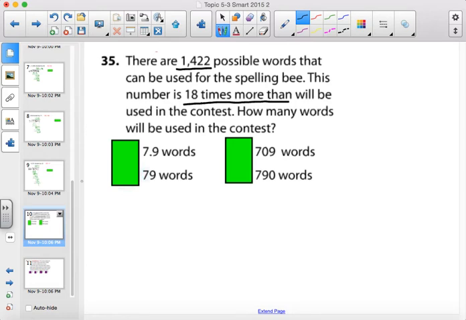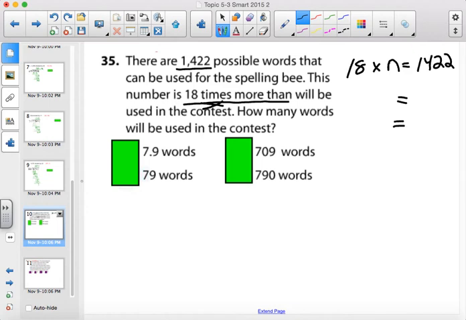Well, notice the word times, and in order to figure this out, the unknown amount, it's actually 18 times more than will be used, an unknown. Okay? So it is 18 times some unknown amount equals 1,422.